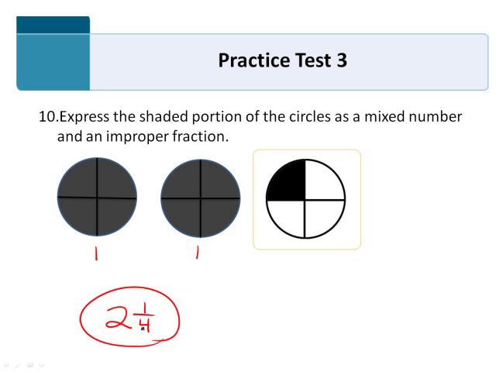Then go back and change that mixed number to an improper fraction. So 4 times 2 is 8, plus 1 would be 9 over 4. So you have to make sure that you give both answers on that. Okay, I'll be looking for 2 answers there, so be careful.